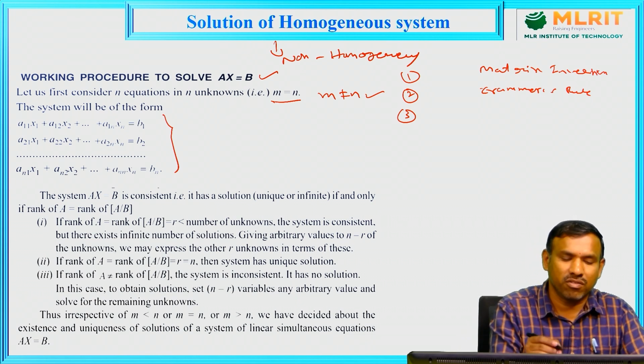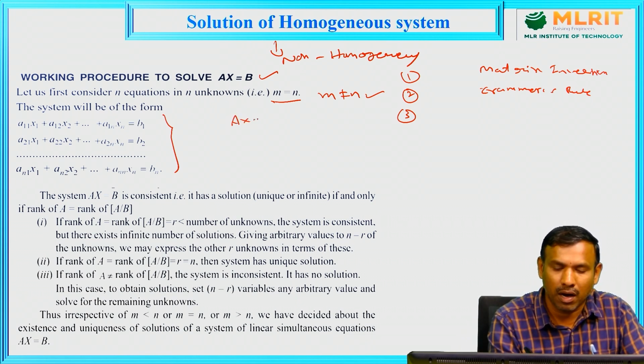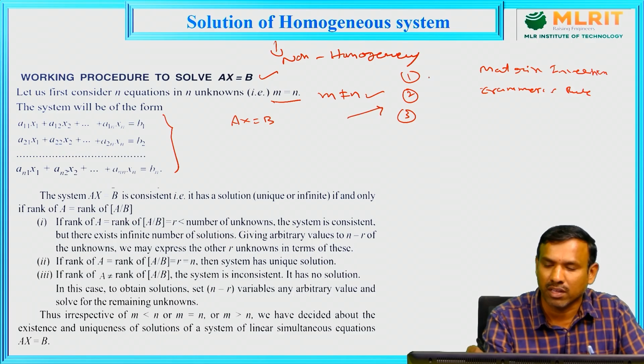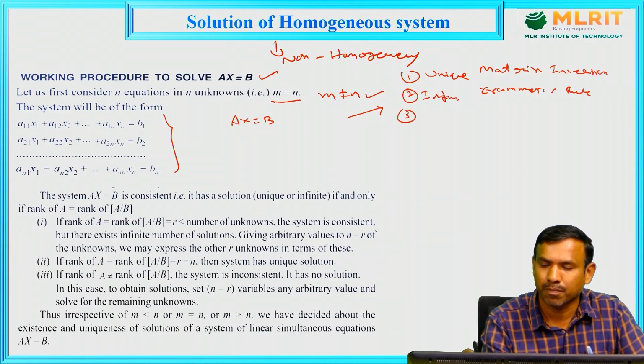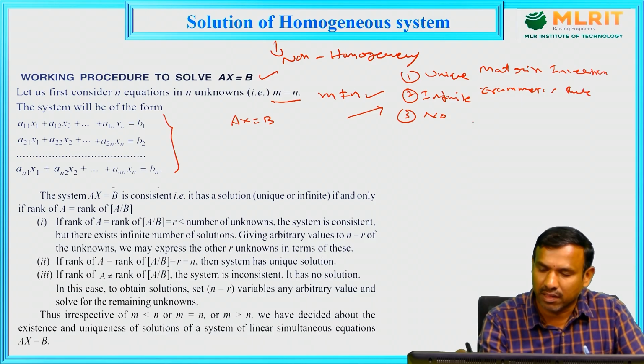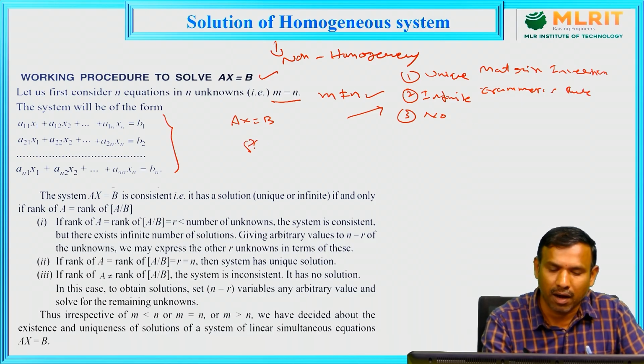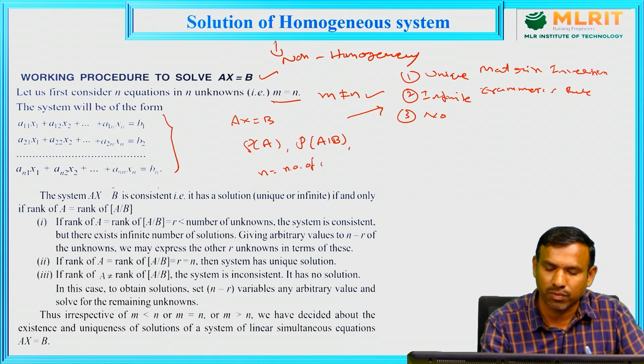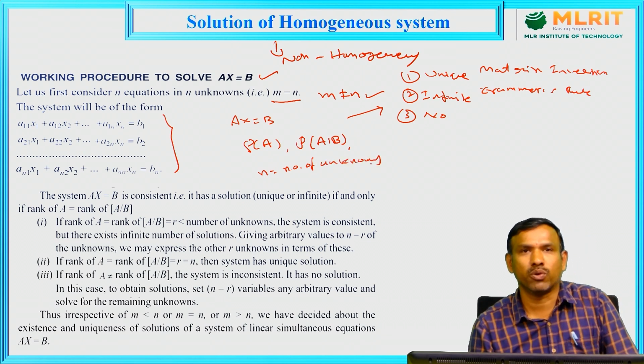Means for the given system Ax is equal to B, I want to decide which type of solution exists: unique solution, infinite number of solutions, or no solution. That we want to discuss. This depends completely on the rank of A, the rank of the augmented matrix A by B, and the number of unknowns. N is equal to the number of unknowns. These three things we consider and we decide which type of solution.